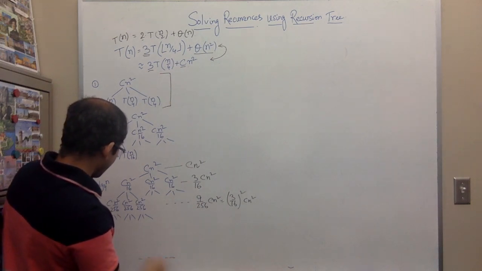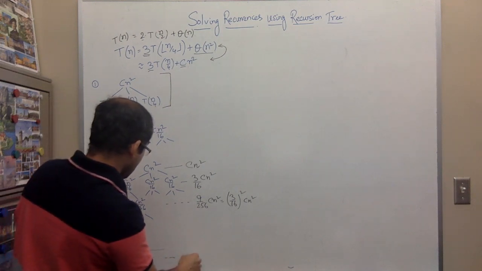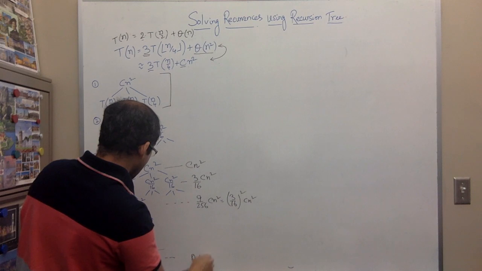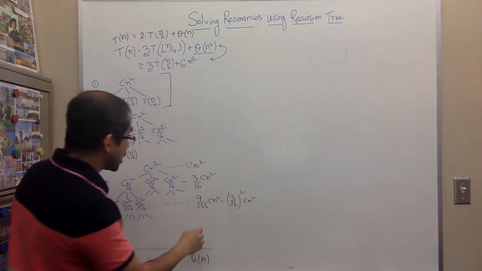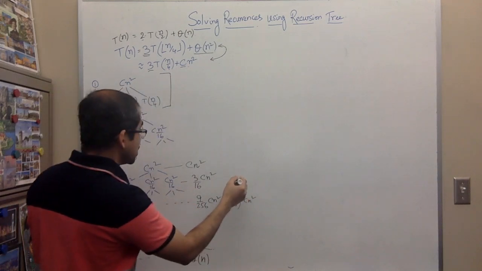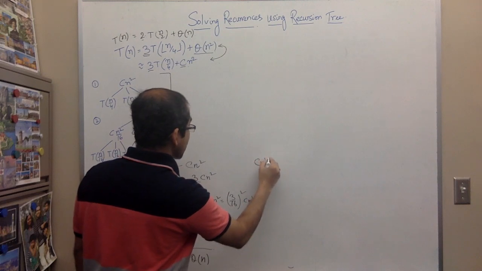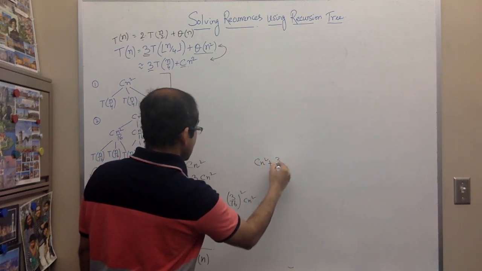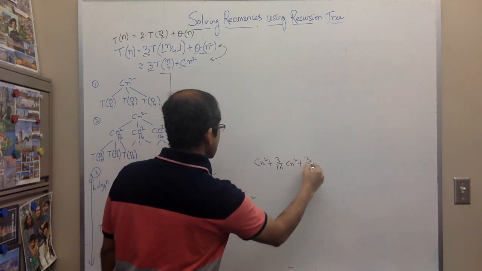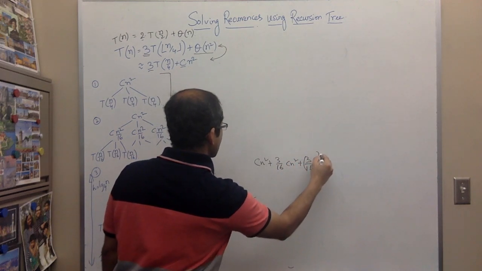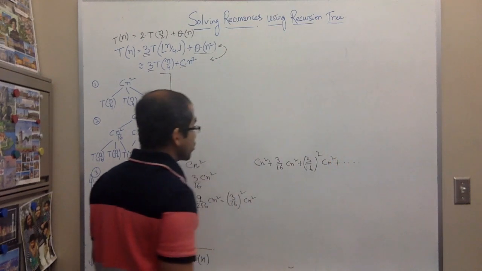At the lowest level, if you remember, we said that if there are n leaf nodes, that will be theta of n cost at the leaf level, and this is a series summation. So how does the series look? It looks like Cn square plus 3 by 16 Cn square plus (3 by 16) whole square Cn square. After some time we can just say that this pattern will follow.